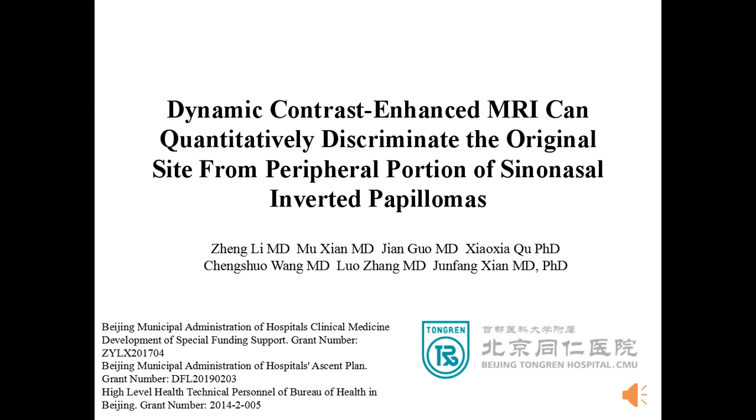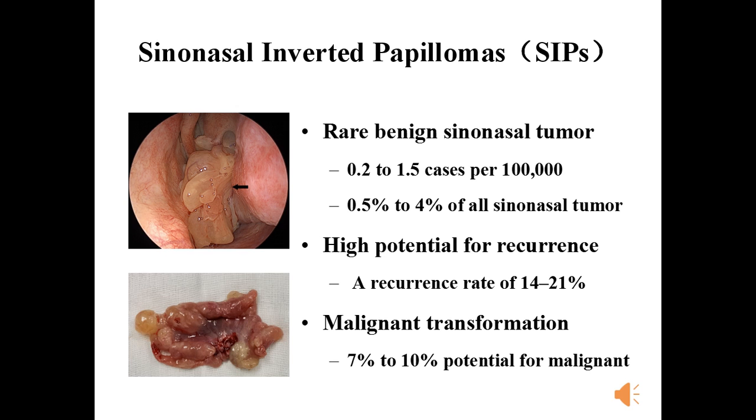Dynamic contrast enhanced MRI can quantitatively discriminate original site from peripheral portion of sinonasal inverted papillomas. Sinonasal inverted papillomas are rare benign sinonasal tumors with an incidence of 0.2 to 5% cases per 10,000 people. SIP comprise 0.5 to 4% of all sinonasal tumors.